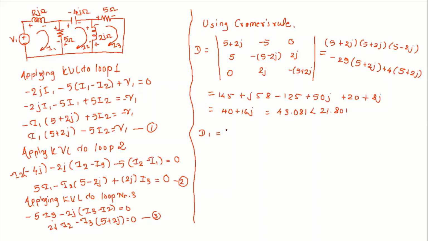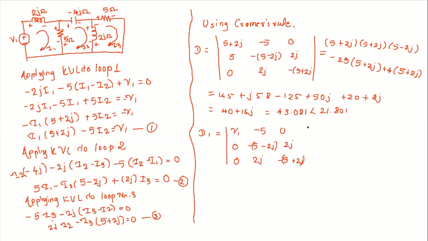So D1 will be now V1, minus 5 and 0. It means V1 will be replaced by the constant. We have to identify the I1 current, so that's why it is replaced by the constant term. As the value is not mentioned for the voltage, we have written it as it is. Next, minus 5 minus 2j, into 2j. Next to it 2j, and last we have minus 5 plus 2j.